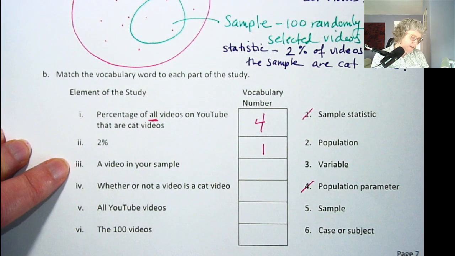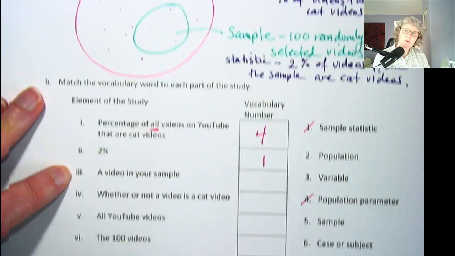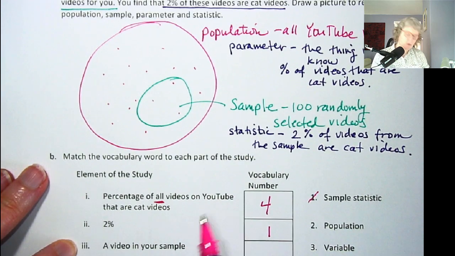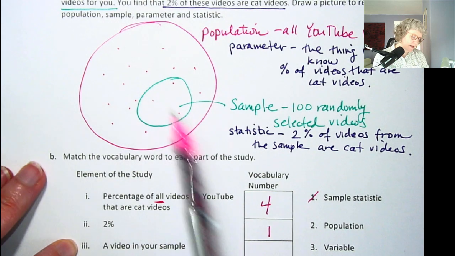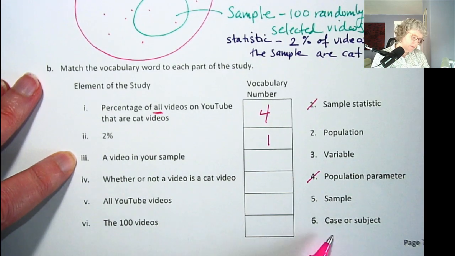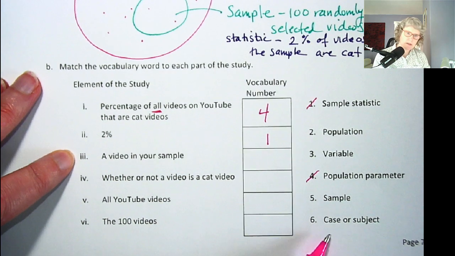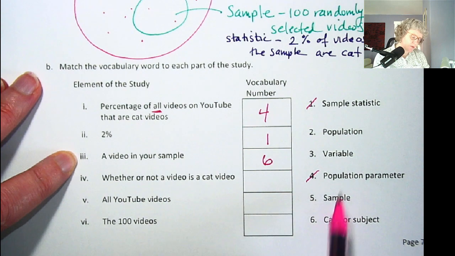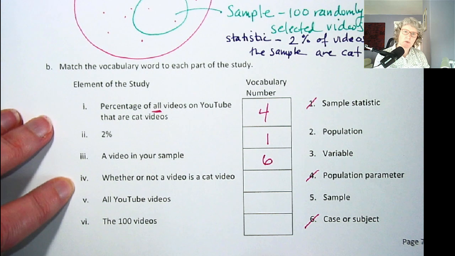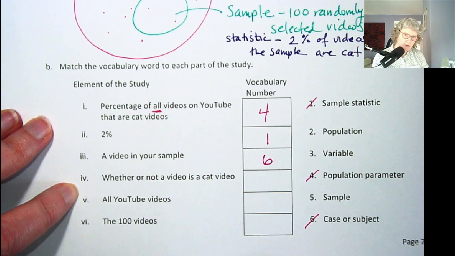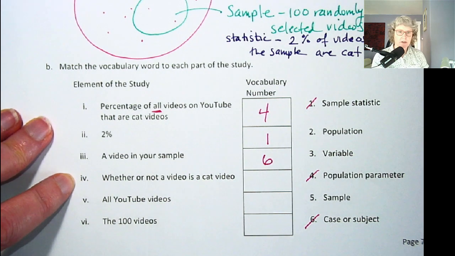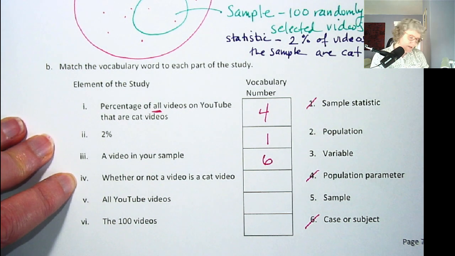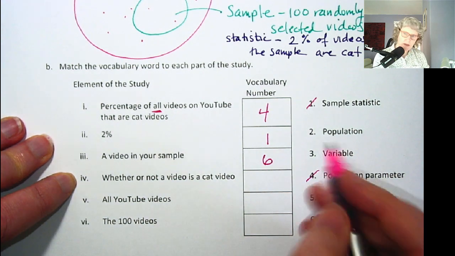Okay, a video in your sample. Okay, we didn't list that before. A video in our sample. Okay, so that's in the sample. A video in our sample, that is a case or a subject. That's one of our cases. It's not the whole sample, even though it seems related, but it's going to be a case or a subject. Whether or not the video is a cat video. Okay, that's what we're measuring and we're recording about each video, right? So that's the piece of information we're recording. So that's the variable.